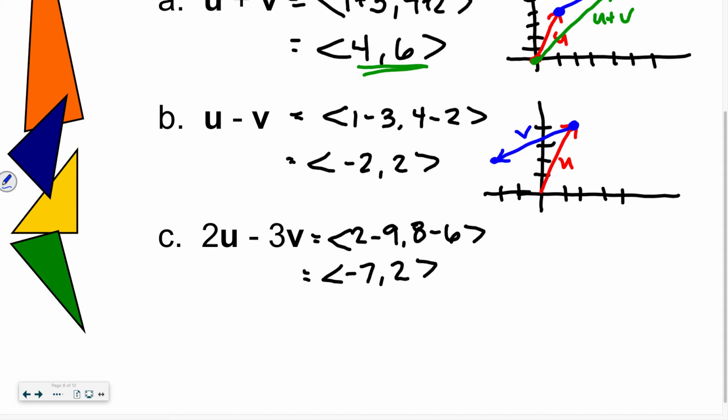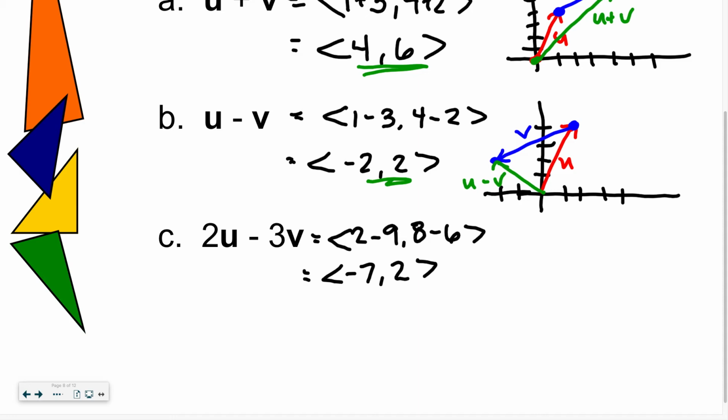There's my V. And then again, the resultant vector, -2, 2, is the shortest distance from the starting point of U, the very first vector, to the end point of your second vector. Okay, so there's U minus V. So visually, that's the vector that you're finding.